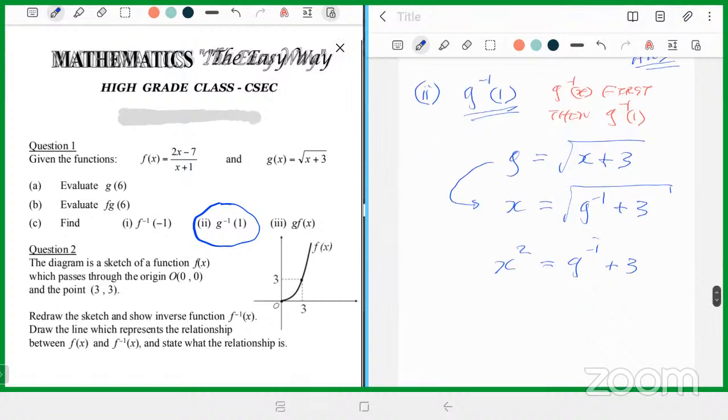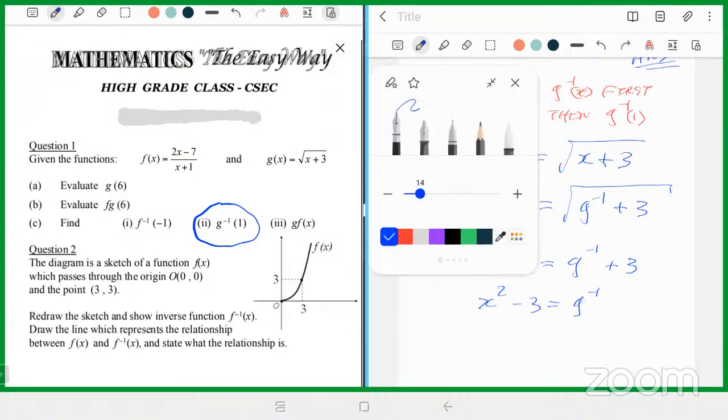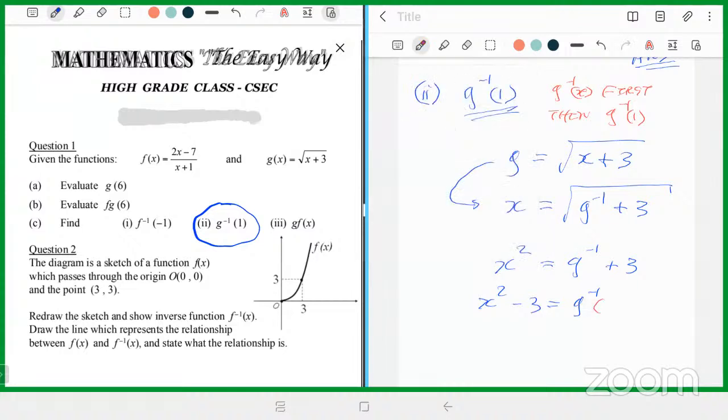And then we're trying to make this a subject. Now it's just a matter of moving this 3 over here and leaving the g to the minus 1 as a subject. So the g to the minus 1 becomes equal to x squared. When we transpose this positive 3, it becomes negative 3. So this is g to the minus 1. We can now put it back as g to the minus 1 of x. But what we really want is g to the minus 1 of 1. So we're going to plug the 1 in there.